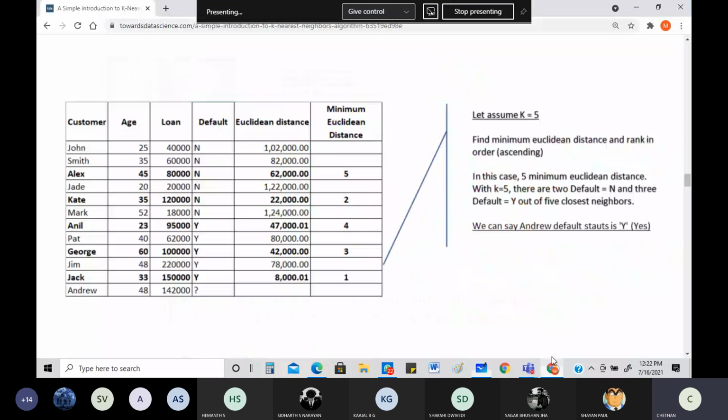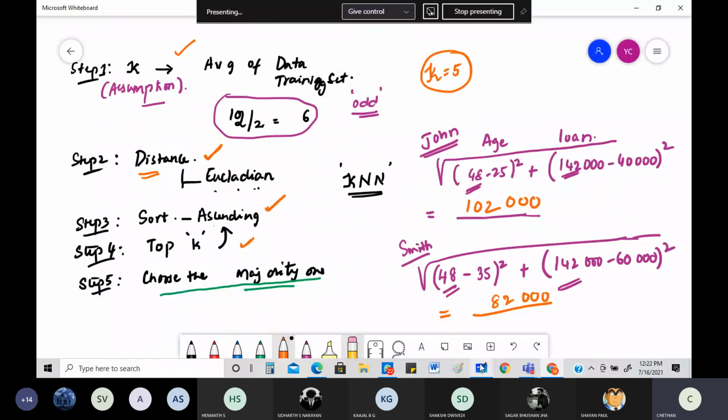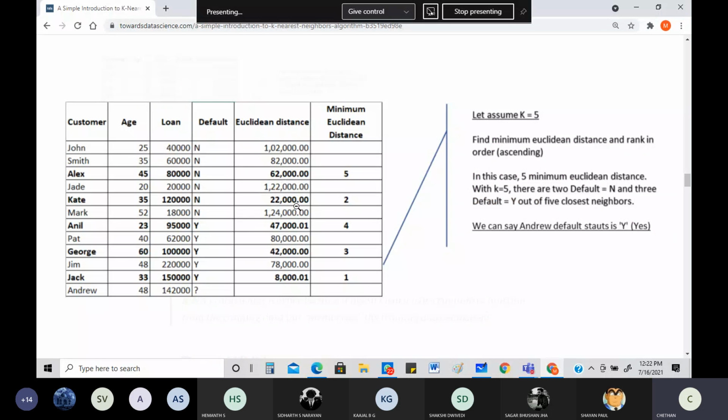Now the next important part. What is the next important part? I've chosen the top 5. Then I told you, you need to choose the majority one in this, based on the attributes or based on the decision you're going to take. Now based on this, you can see very clearly 62, 22, 47, 42, 8. Among these, you need to figure out whether the person is a defaulter or not based on the attributes.